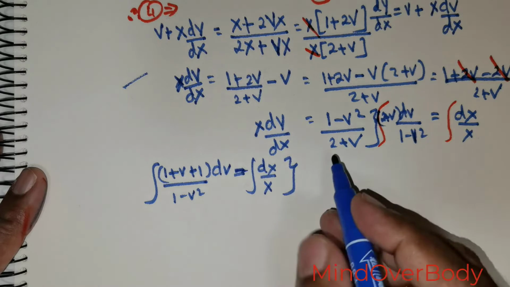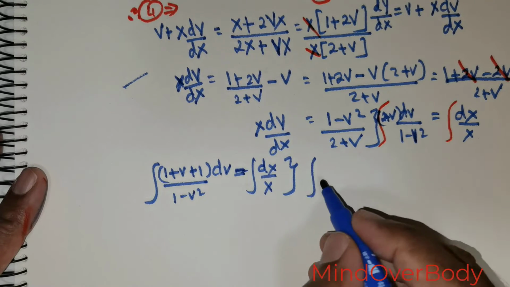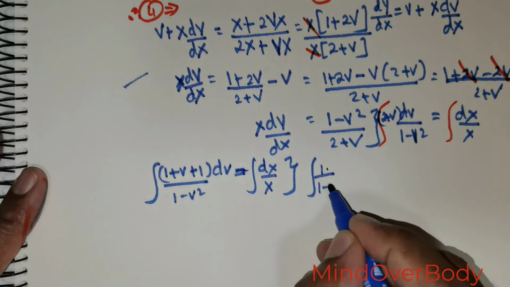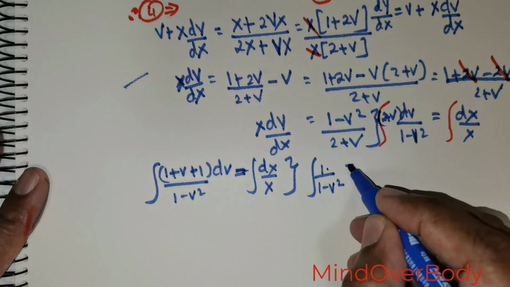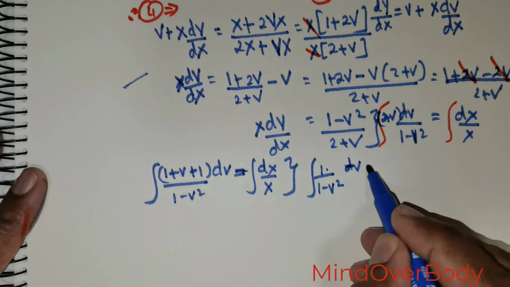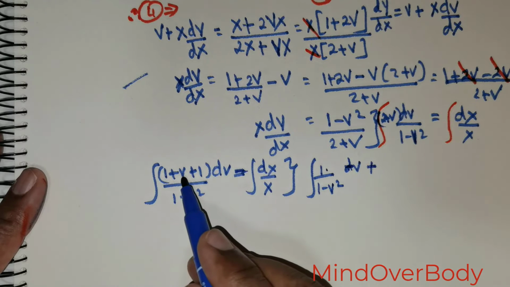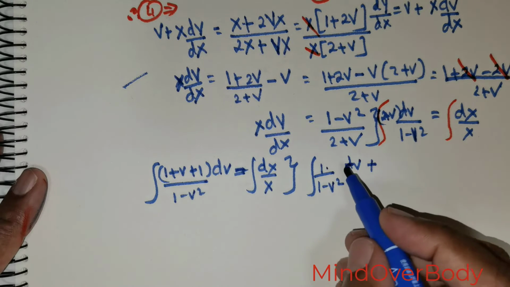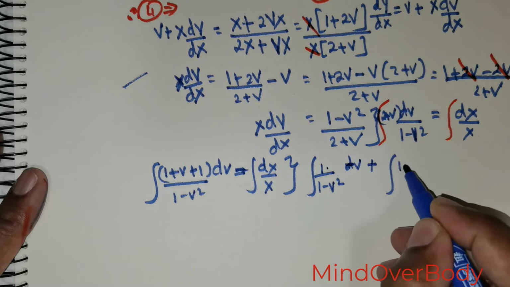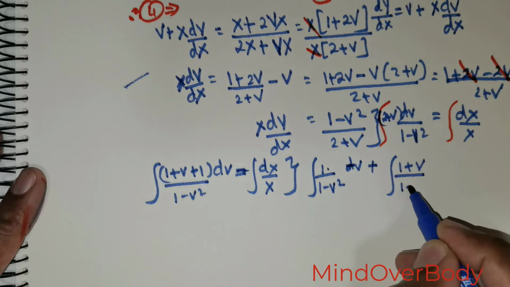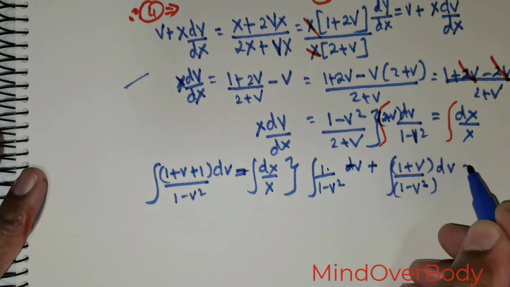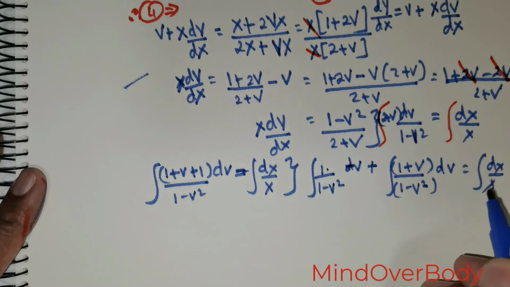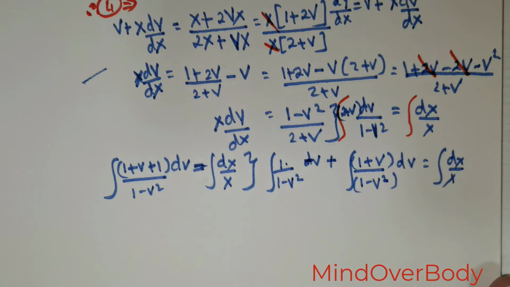Now this can be rewritten as integral 1 over 1 minus v squared. That's fine, probably that's the best way to write it. So followed by, I have to take in 1 plus v divided by 1 minus v squared, like that, dv, is equal to integral dx over x. So that's fair enough. So we got that.